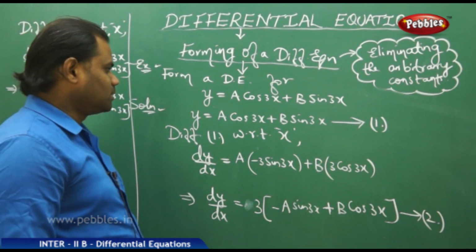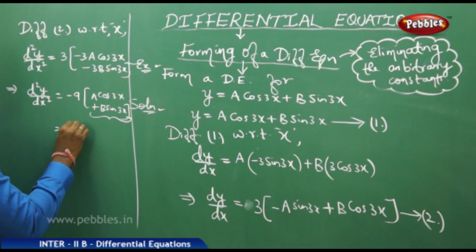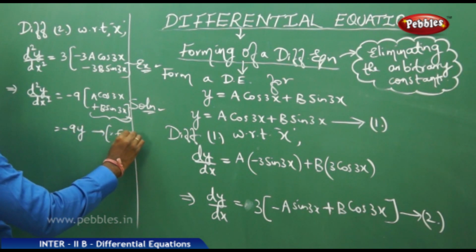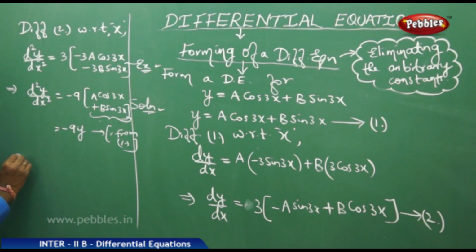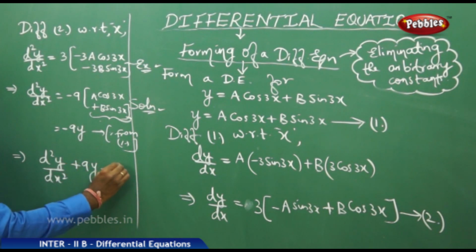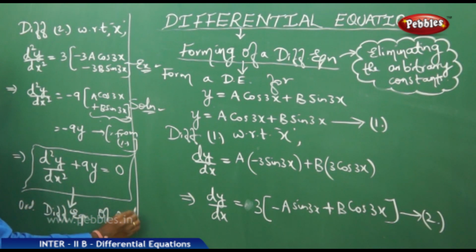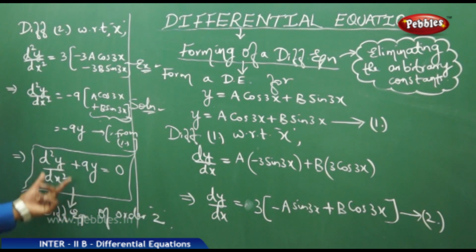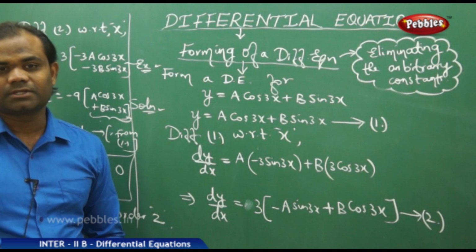Now a cos 3x plus b sin 3x is y, which I'm going to substitute from equation 1. Therefore, this is minus 9y, since from equation 1 it is substituted with y in the right hand side. Therefore, we get an equation d square y by dx square plus 9y equal to 0, which is an ordinary differential equation of order 2, or the second order differential equation corresponding to the curve y equals a cos 3x plus b sin 3x.